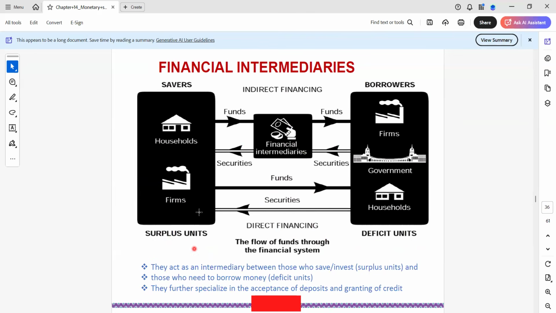Because loan sharks, they're illegal actually. Yeah, loan sharks are illegal. So if you are one of the loan sharks and you're on campus and you're not registered, let me tell you.